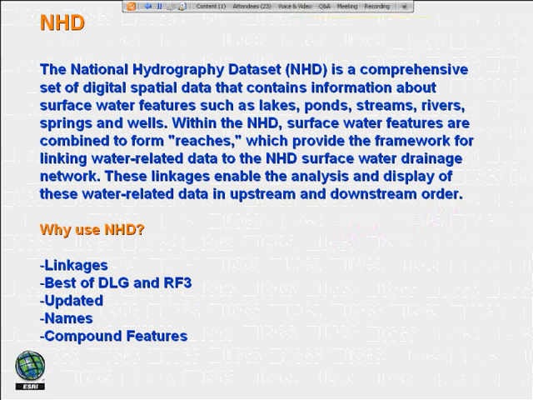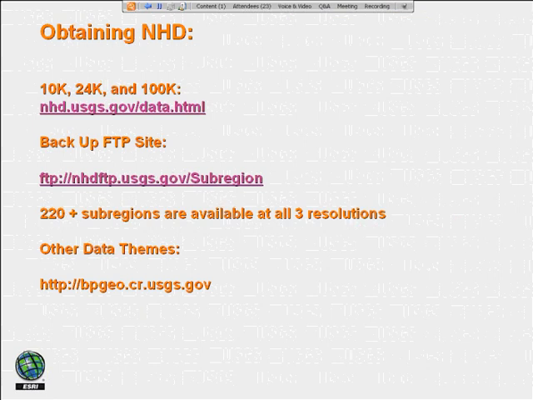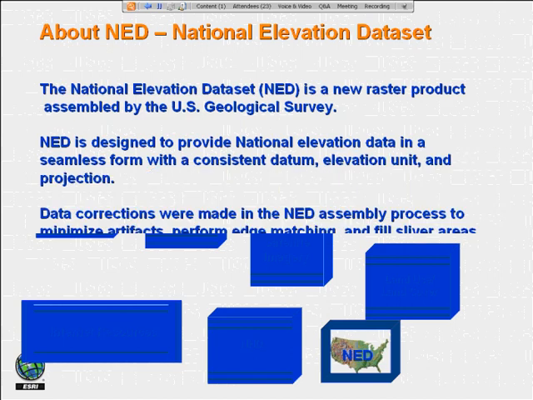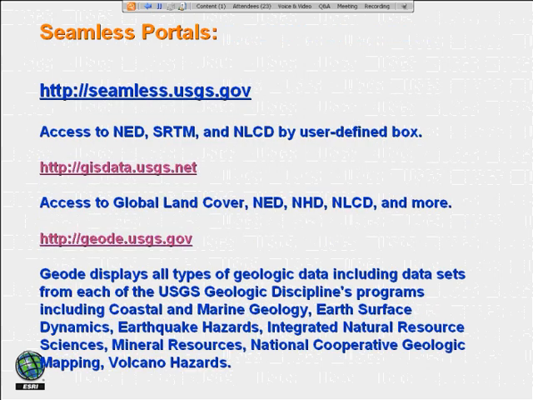National Hydro Data Set is a comprehensive set of digital spatial data for watersheds. And it's completed up to the 1 to 24,000 scale for the whole U.S. and at 1 to 10,000 scale for some of the U.S., but really, that 1 to 24,000 scale is really quite detailed. The best place to get it is from nhd.usgs.gov. Again, comes over by a watershed. And the national elevation data is an attempt to sort of edge match all of these digital elevation models into one seamless elevation data set, okay?